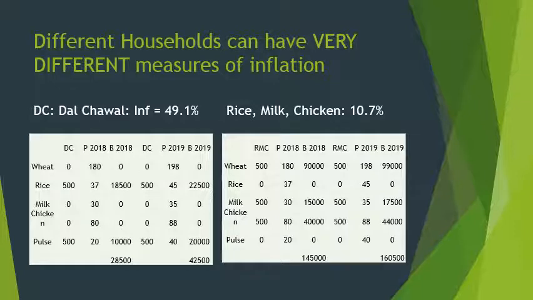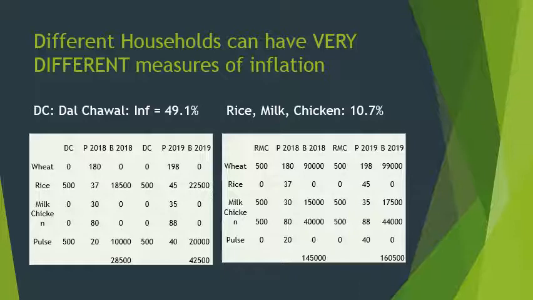Now, if we look at households, different households can have very different measures of inflation. So here is an illustration of how this can happen. Here we have one household which purchases only rice and pulse. So they have dal, chawal. And so the consumption of rice is 500 kilograms and pulse is also 500 kilograms, and they don't have any milk or chicken or wheat.